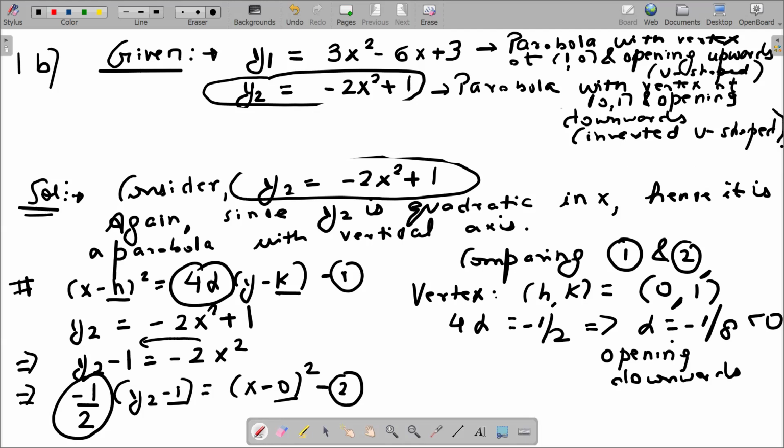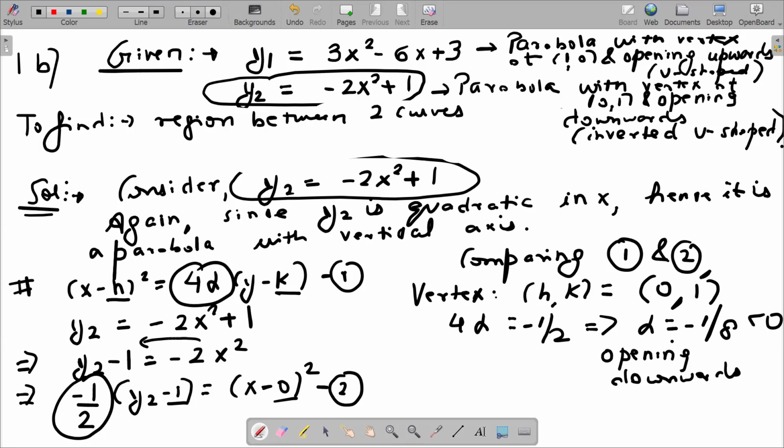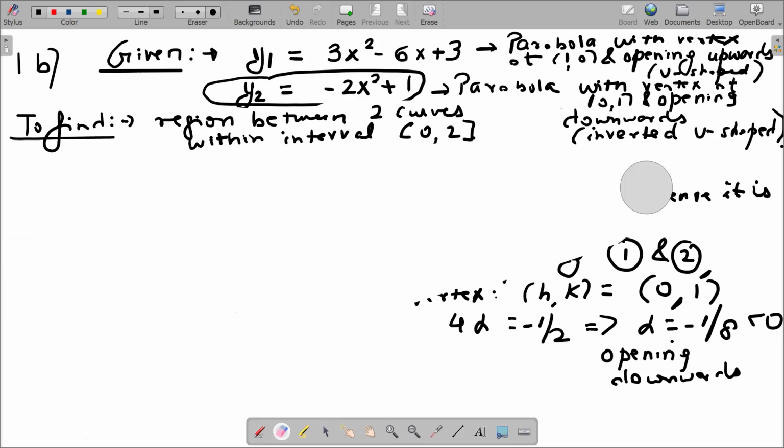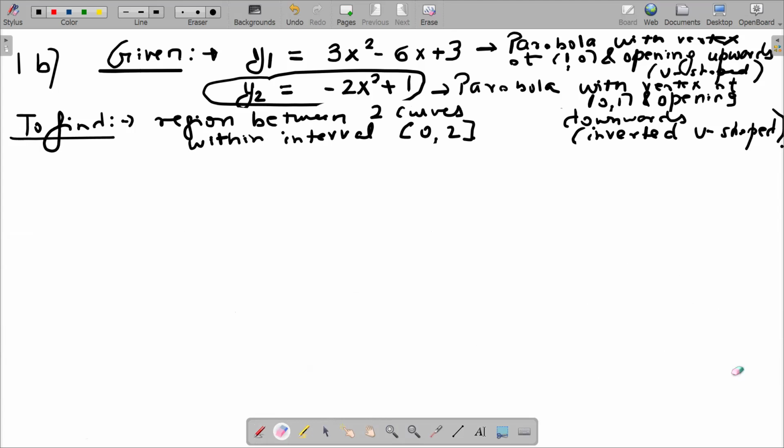Now, what do we need to do? Let me write this clearly so that all students can copy this properly. Inverted U shape. Now, what do I need to find? Remember, I'm writing it again. I need to ultimately find the region between the two curves within the interval 0 to 2. So I need to first of all plot them. So if I erase all this off, I can plot them. Let's quickly plot them, students. Let's look at a rough sketch or a rough diagram for this.